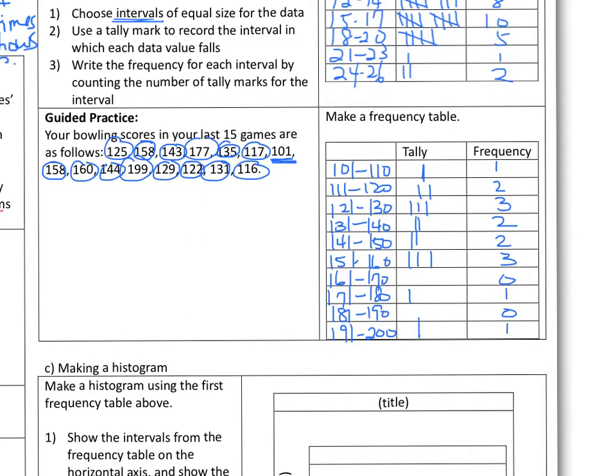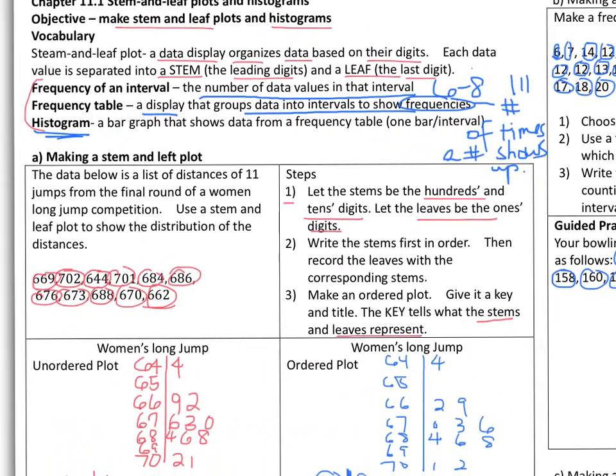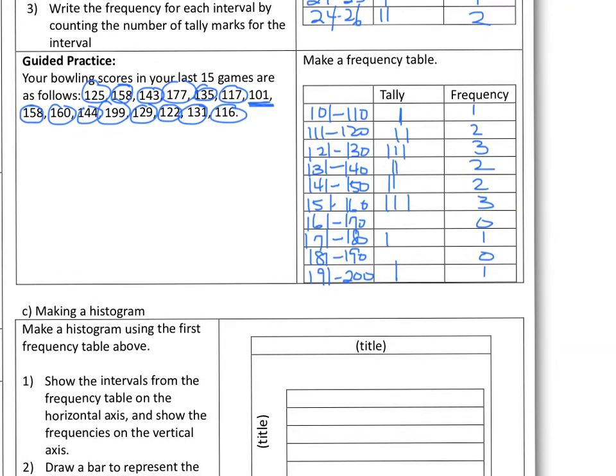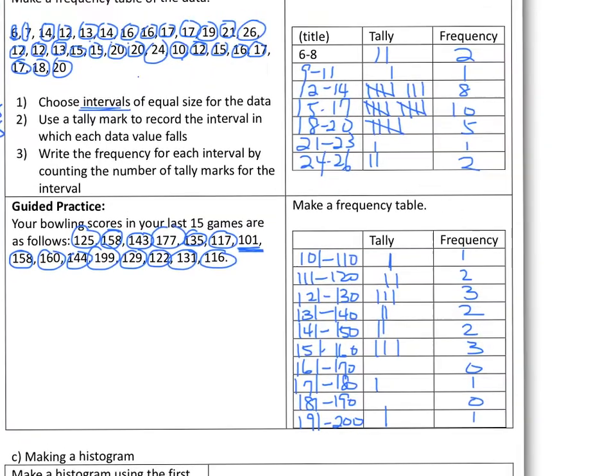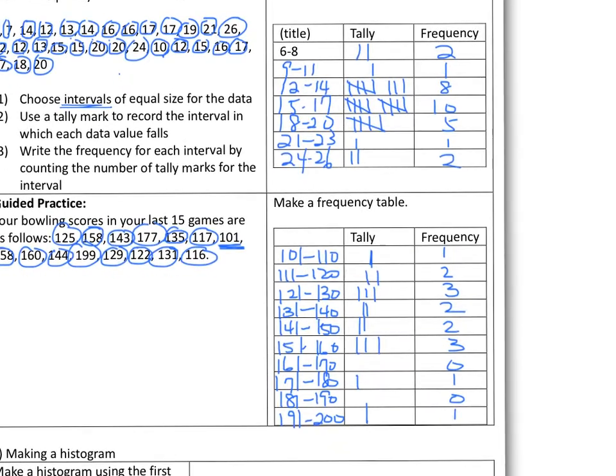Okay, and now I can teach you how to make a histogram. And what's a histogram? It's a bar graph that shows data from a frequency table. 1 bar, 1 interval. Okay, so I'm going to use this frequency table to draw a histogram.